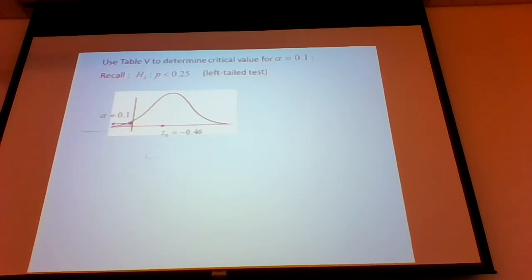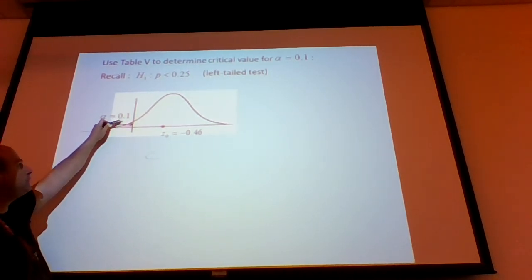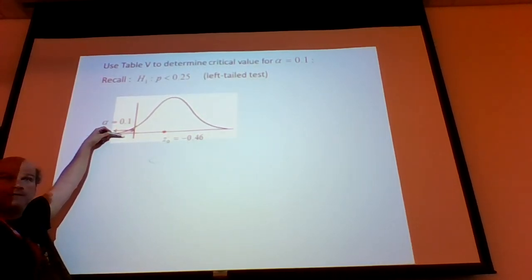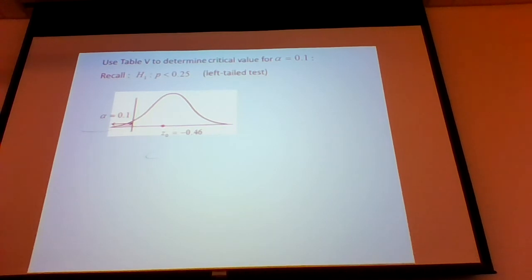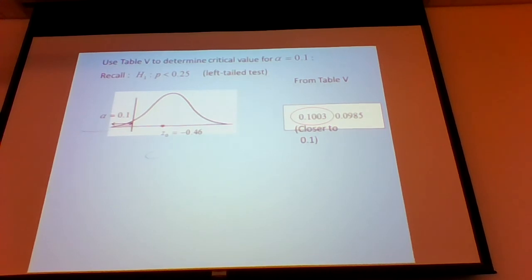So notice, this is your Z0, your test statistic. Here's your alpha, so this is what you want to look up. The pink value is the critical region. Does that make sense? So here you want to look up this value in table 5, like Gina told us. And you look that value up, and it's closer to 0.1003 than 0.0985. So your value is negative 1.28.